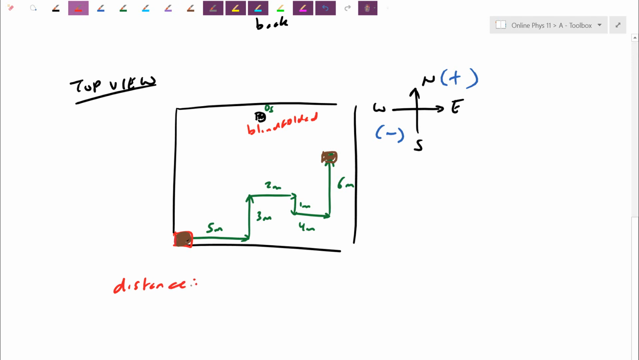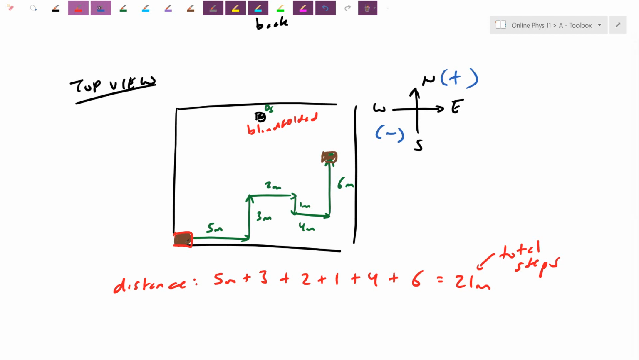In terms of distance, because distance is a scalar, just the total number of steps he's taken, the distance d is quite simple. He went 5 meters in the first leg, and then 3, and then 2, and then 1, and then 4. I don't care that he changed direction in between. 5 plus 3 plus 2 plus 1 plus 4 plus 6. In total, distance-wise, he walked 21 meters. That's like a total of steps, and I didn't care that he turned and went back the way he came.